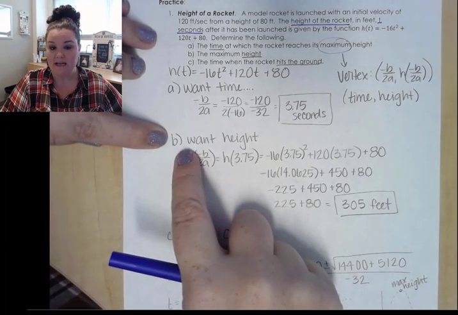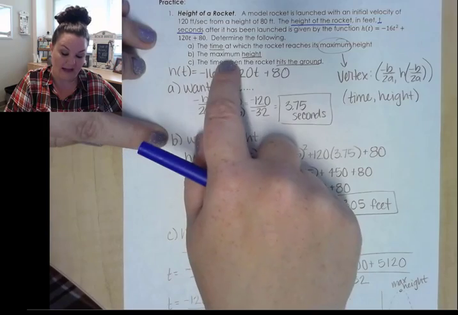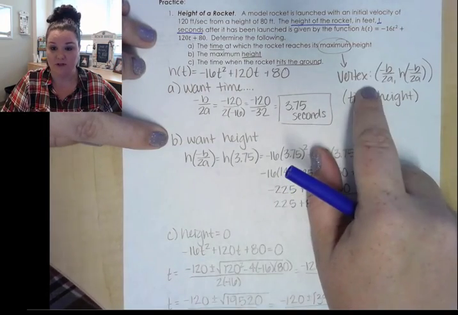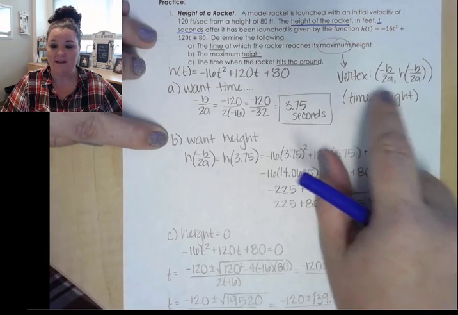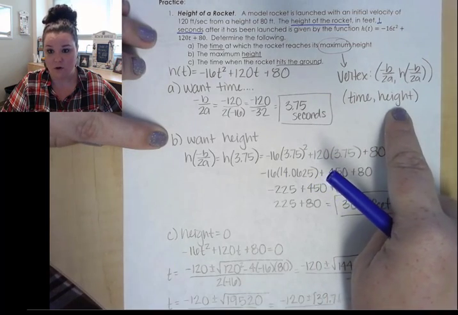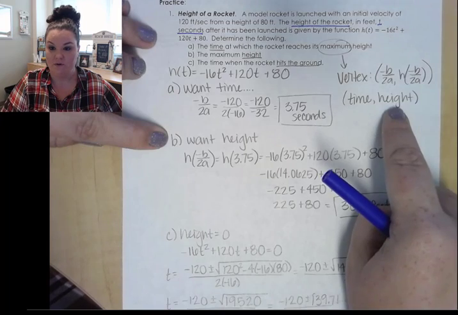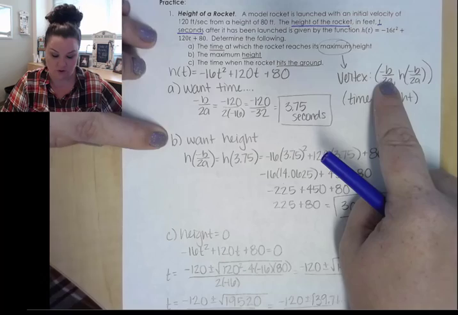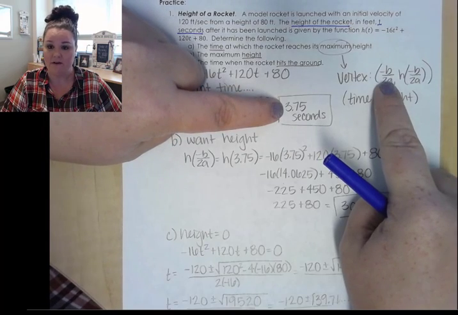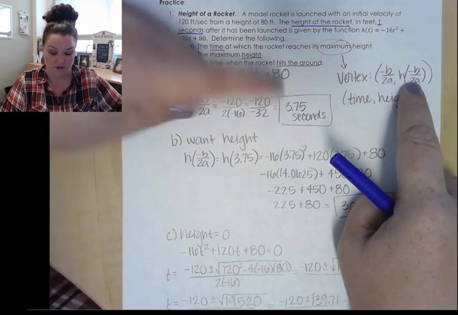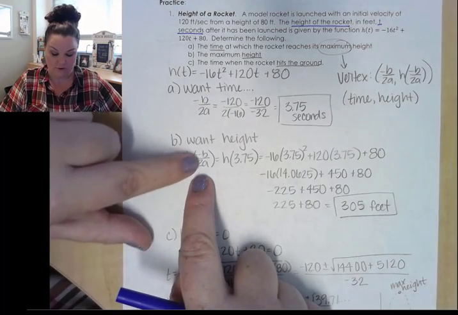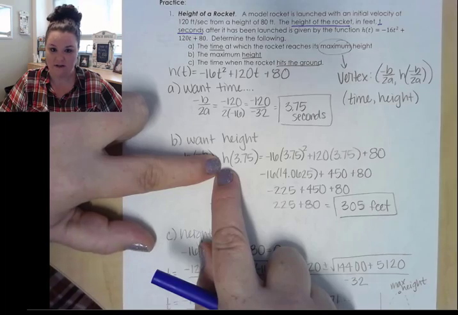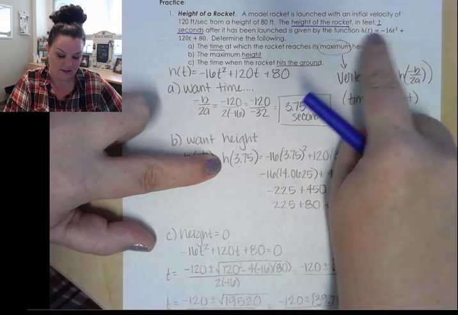And then part B, it's asking for the maximum height. Again, you see that word maximum. We know it's referring to the vertex point, and the height is the second coordinate of the vertex point. So in order to find that second coordinate, I take whatever I got for my first coordinate, in this case 3.75, and I plug that back into my function. So we're going to plug 3.75 back into our h function. I hate how this is typed. I'm sorry that that got separated.